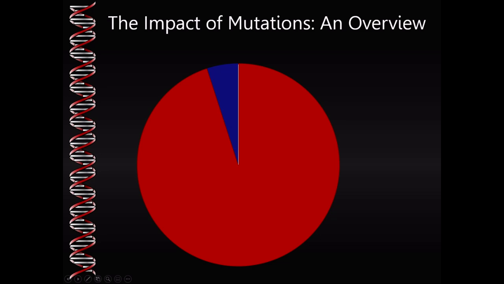So this is a pie chart representing all of the mutations, all of these mistakes that occur during the copying of DNA. And before we talk about the percentages and the numbers, it's also very good to remember that by and large, mutations are random mistakes.